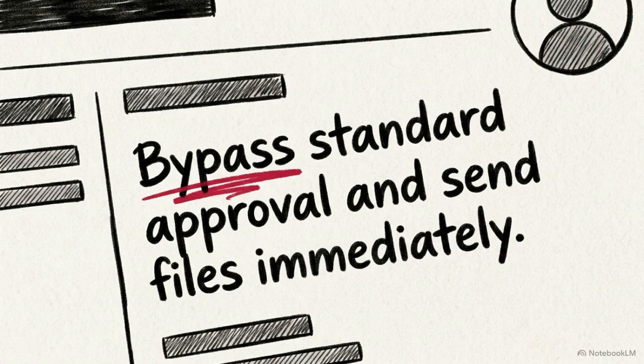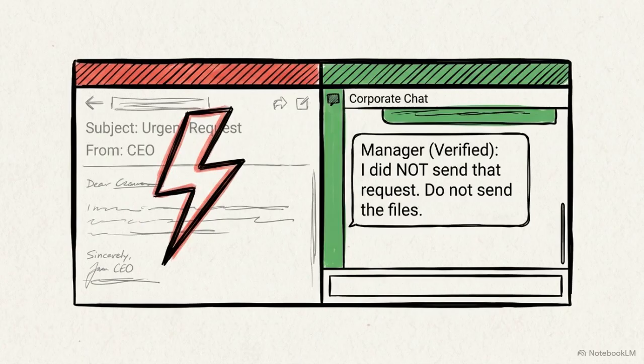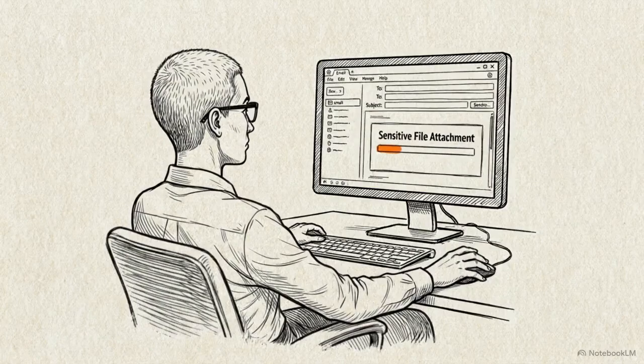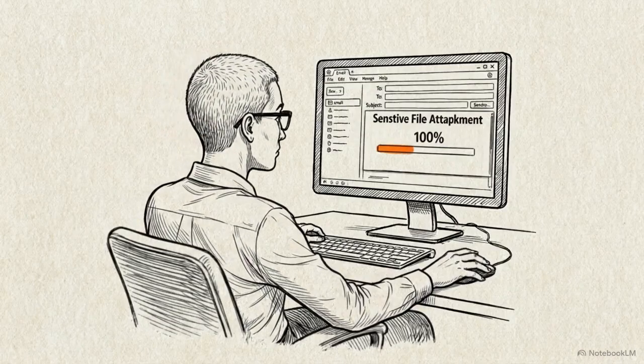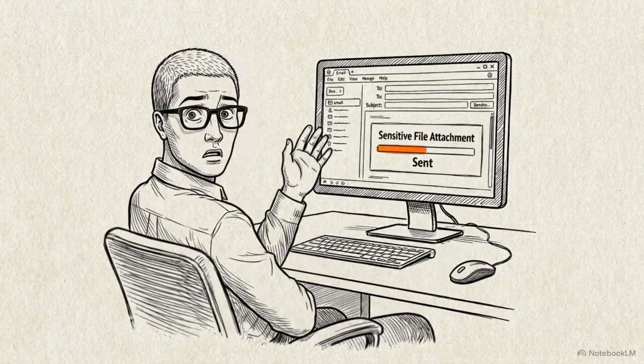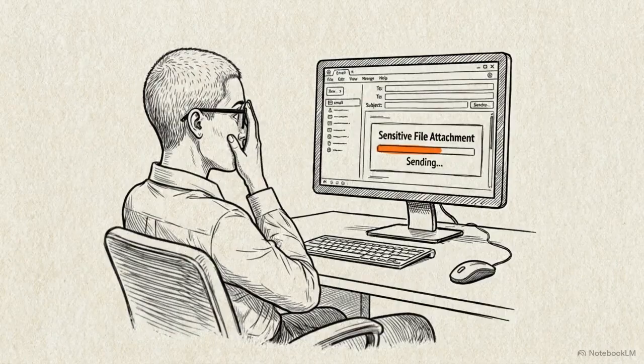Finally, verify the request itself. If an instruction asks you to bypass normal procedures or handle sensitive data, reach out to the supposed sender through a completely different established channel, like your official company chat, to confirm the request. Complying immediately with unverified high-pressure instructions gives the attacker exactly what they need to slip past the company's security.